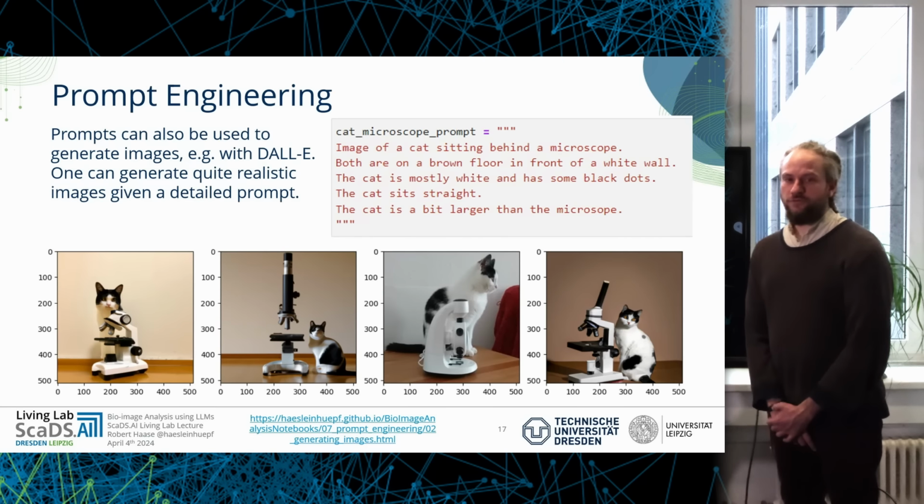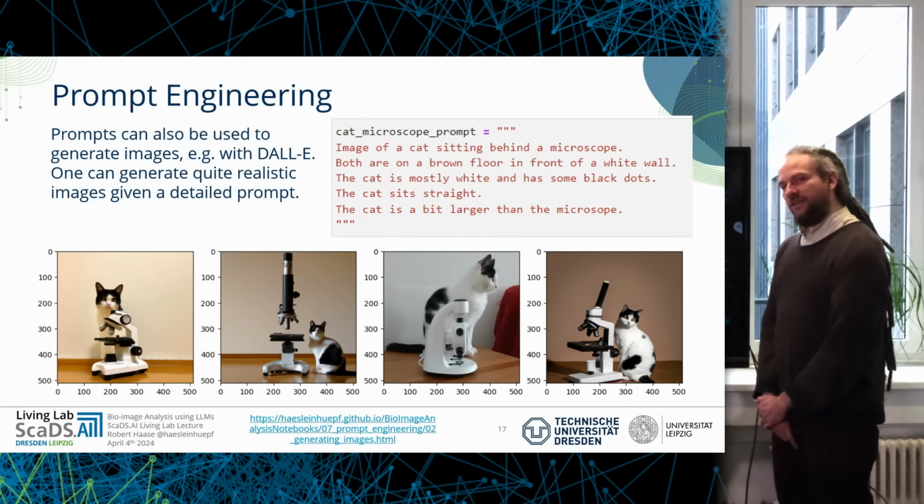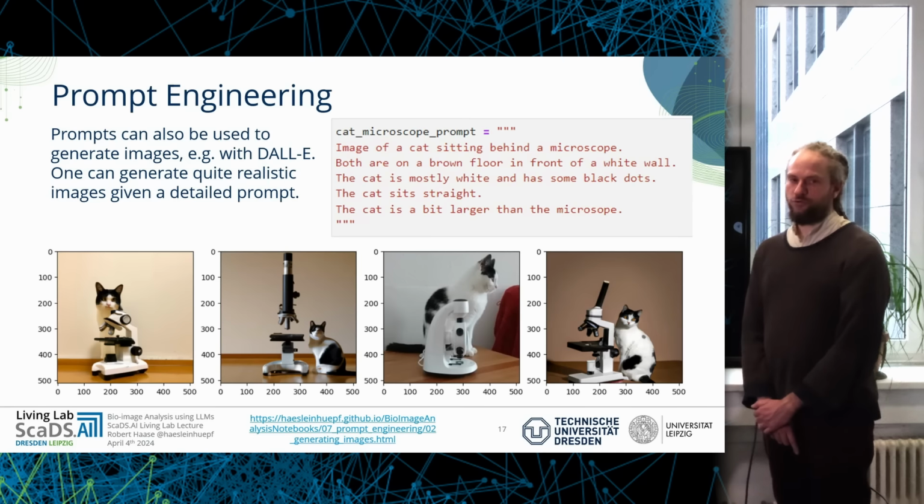Both are on a brown floor in front of a white wall. The cat is mostly white and has some black dots. The cat sits straight. The cat is a bit larger than a microscope. If you provide hints like that in very much detail, it will then also provide images which are much more similar than in the example shown before.